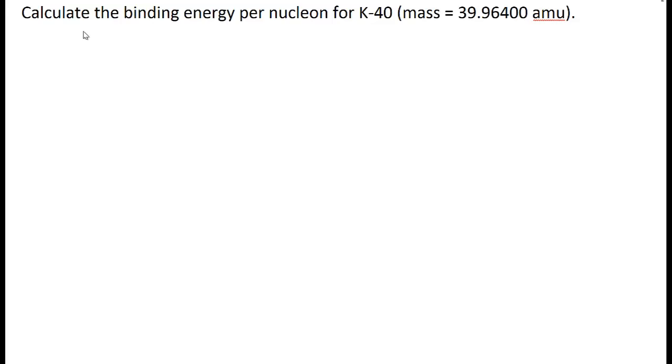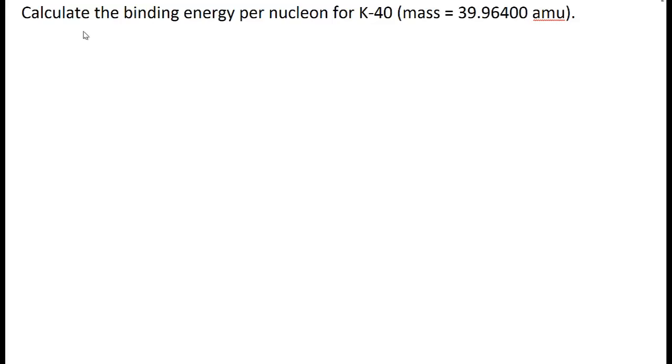In this video, I'm going to show you how to find the binding energy per nucleon for a nuclide. And this is useful because it can help you understand how stable one nuclide is relative to another. This problem says to calculate the binding energy per nucleon for potassium-40, and you're given the mass of that potassium-40 nuclide there. So remember, a nucleon refers to both protons and neutrons. So nucleons are both of those.